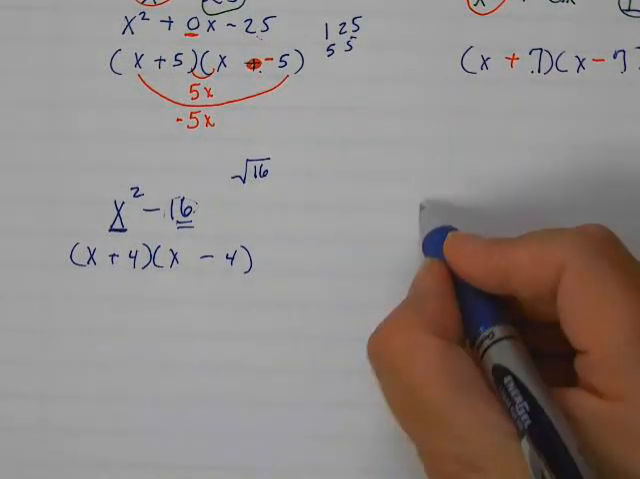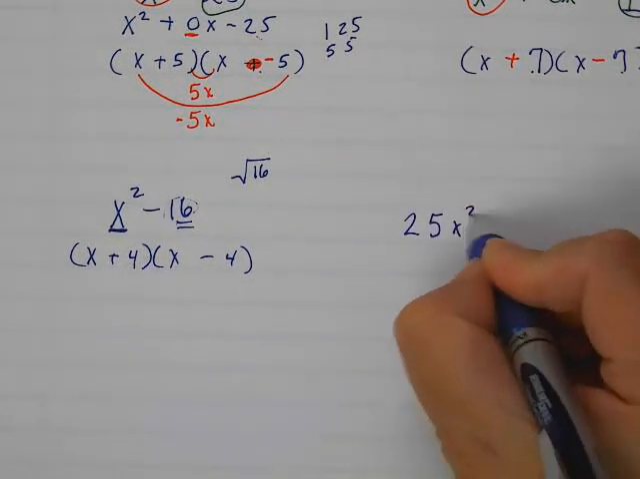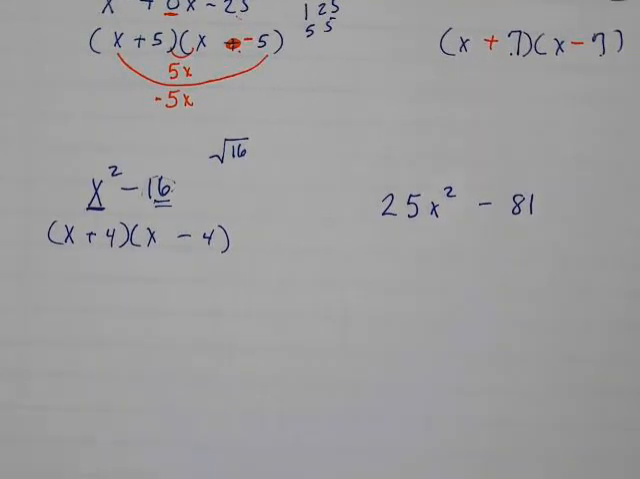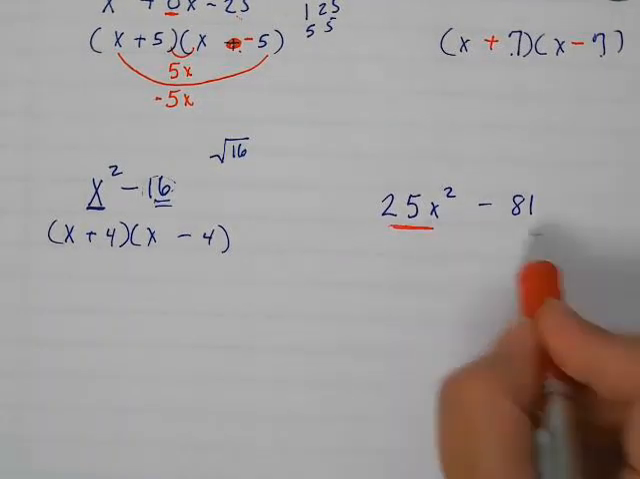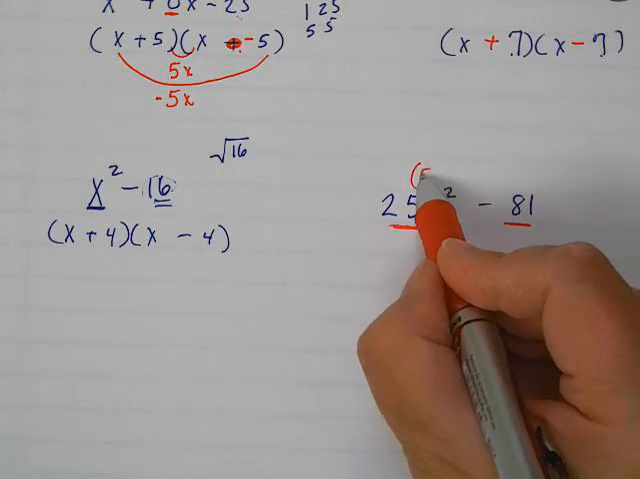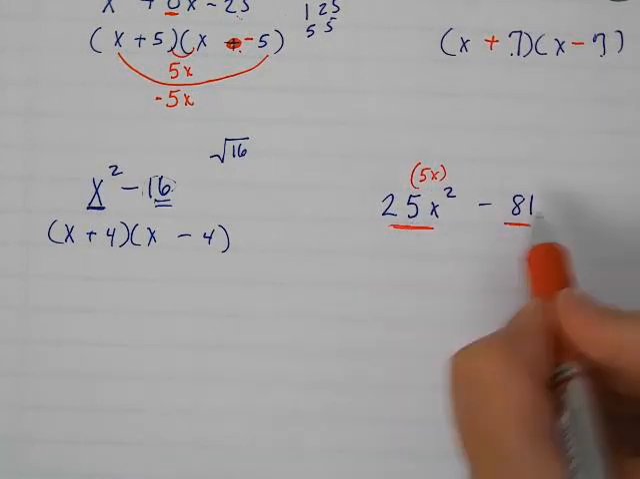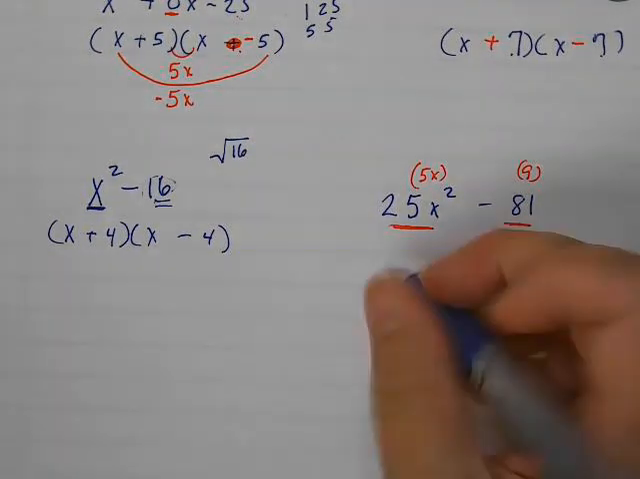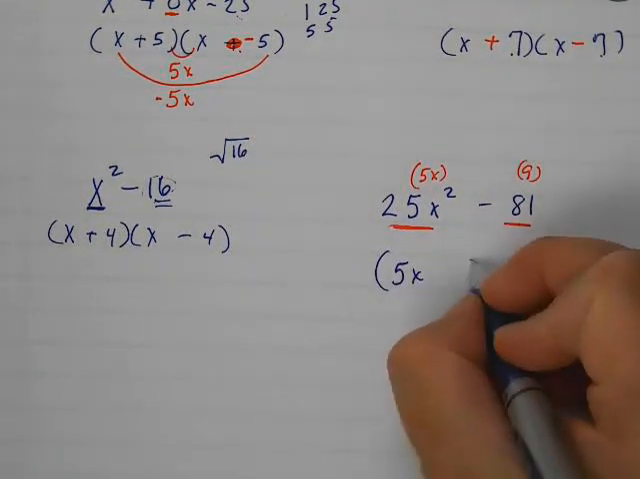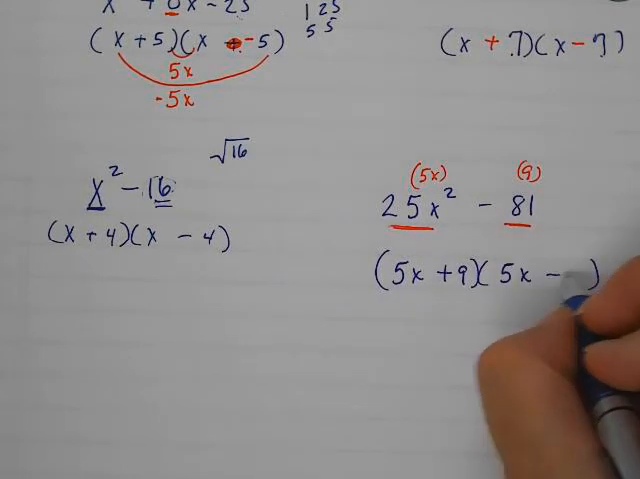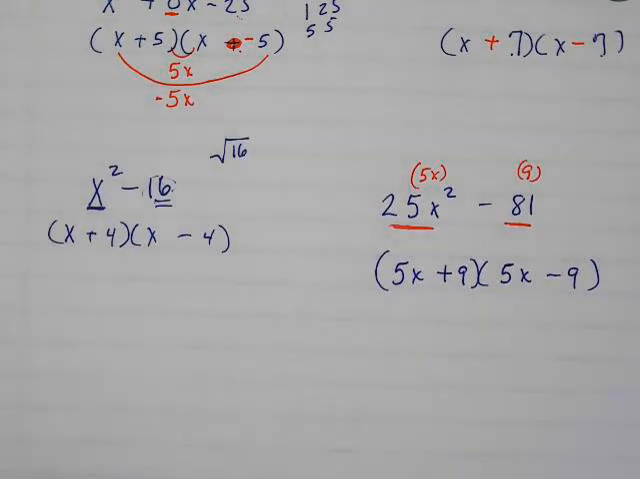So what about this one? 25x squared minus 81. So I have to decide, is this a special case? Is this something squared and is this something squared? And it is. This just happens to be the square of 5x. And this just happens to be the square of 9. So when I factor, I'm going to have 5x and 5x and plus 9 and minus 9. So that's the special case.